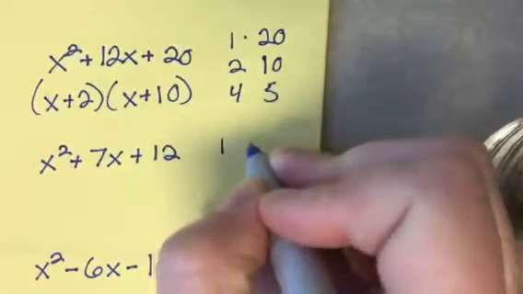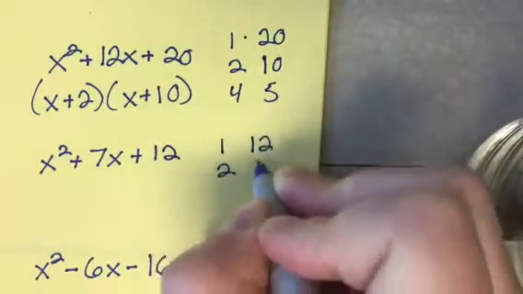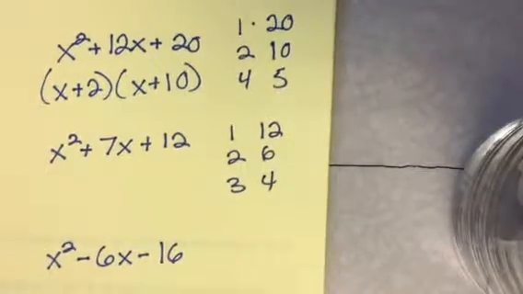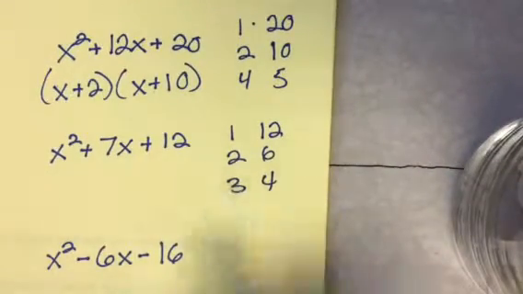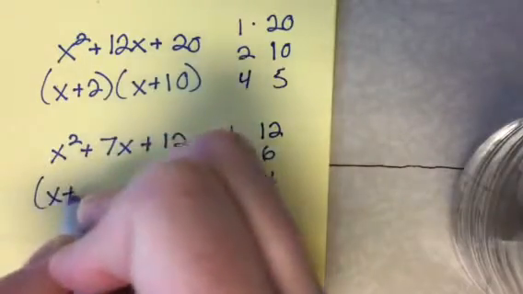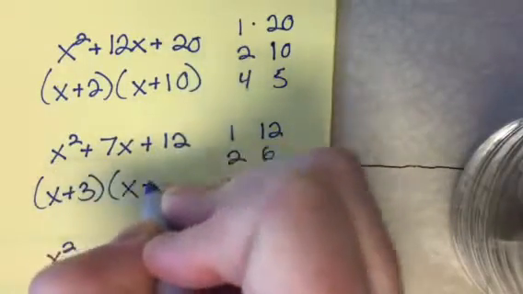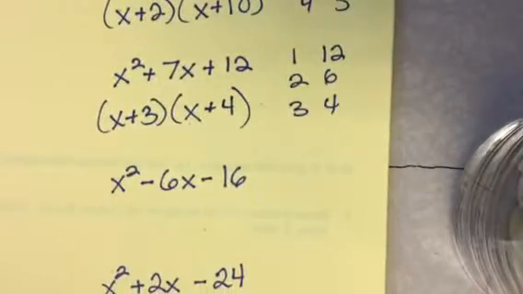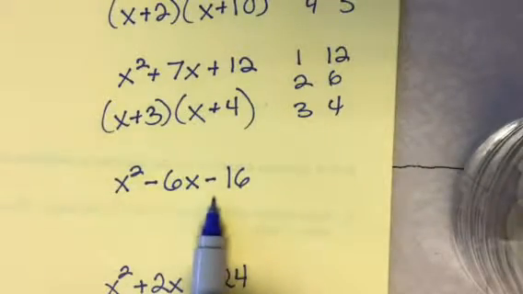Well, 12 would be 1 times 12, 2 times 6, 3 times 4. Which set of those add to get 7? The 3 times 4 do, so then it's x plus 3 times x plus 4. Now here's where we start to get tricky, when I have negatives involved.